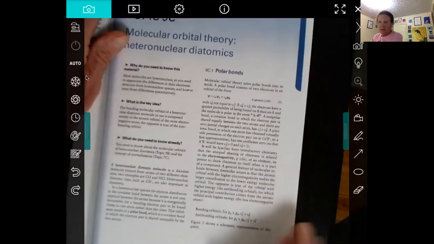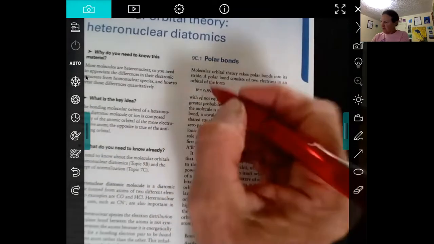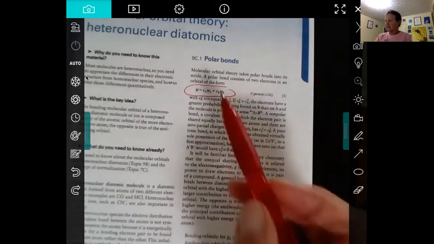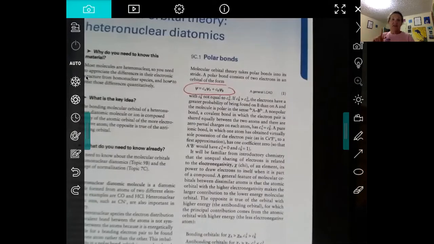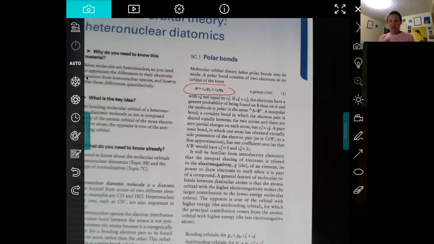So heteronuclear diatomics, you're going to do everything exactly the same, except that when you do this linear combination of atomic orbitals, when they were the same atoms, homonuclear, Ca would equal Cb, because you'd have an equal contribution from those two wave functions, because your orbital would end up symmetric. But now Ca isn't going to equal Cb. You're going to have a greater probability of finding the electrons closer to one atom or the other, and it's always going to be based on the electronegativity.